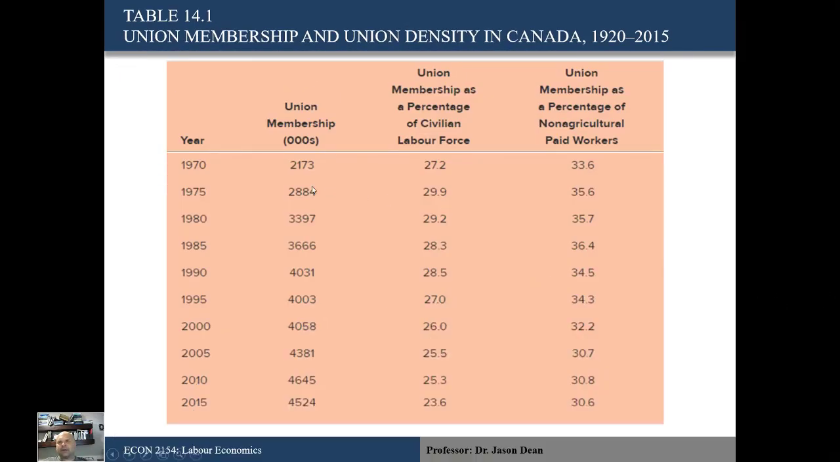Now, if we look at the time period 1970 to 2015, overall unionization in Canada remained somewhat stable. There was a slight decrease when we look at either of the last two measures. For example, in 1970, if we're thinking of non-agricultural paid workers, the proportion went from 33.6 to 30.6 in 2015. So we see that the overall absolute numbers have been increasing, but at a slightly slower rate, such that when you look at the proportion of non-agricultural paid workers, it fell slightly, and that is also true for this category here, where we're just looking at union membership overall as a percentage of the civilian labor force.